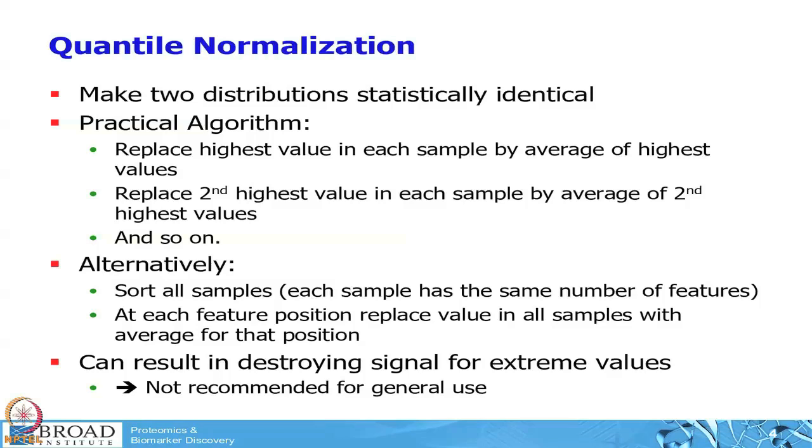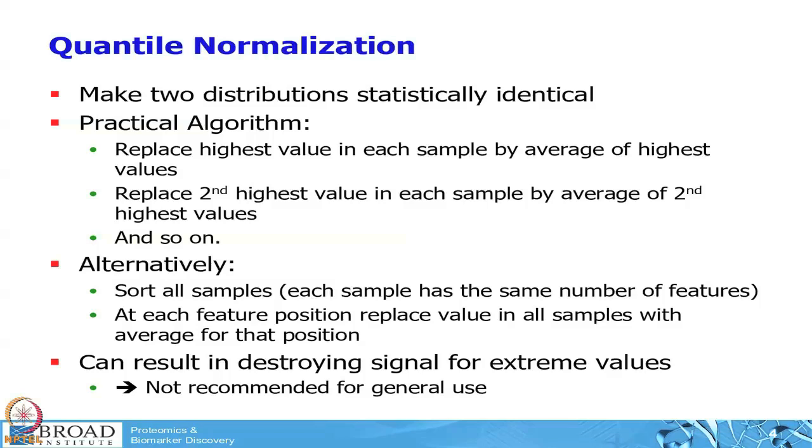And so let's look at these two other procedures. Quantile normalization basically takes two distributions and makes them statistically identical by doing the following. It sorts all the values for all your samples. And then it picks the highest value that you have and says the normalized value is basically the median of the highest value I've seen in all my samples.